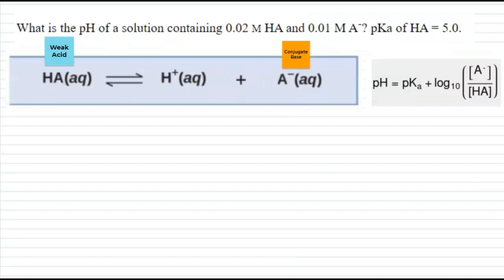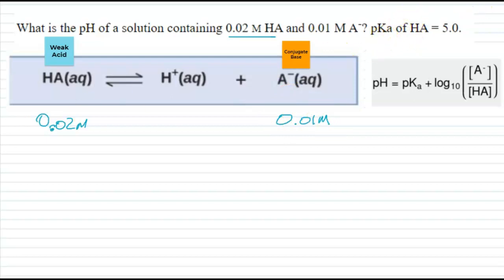So now let's try another problem with a weak acid. In this case, you can see that it's just a very generic weak acid. Remember, we said early on that the H is the acidic hydrogen, the A is our anion. So this is my weak acid on the left. This is my conjugate base on the right. In this particular calculation, I know my concentration of the weak acid initially is 0.02. So I've got a 0.02 molar concentration of my weak acid, and I have a 0.01 molar concentration of my conjugate base.